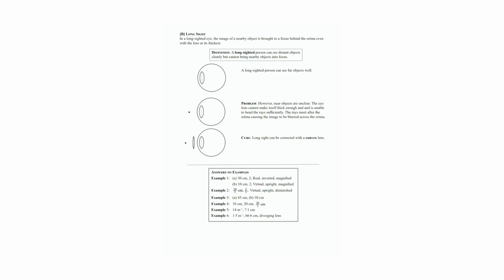So now let's look at the other defect of vision. The other defect is called long-sightedness. You need to know the definition. So a long-sighted person can see distant objects very clearly, but cannot bring nearby objects into focus. Like reading, which is close by, would be a problem. So let's look at that situation in detail on the board.